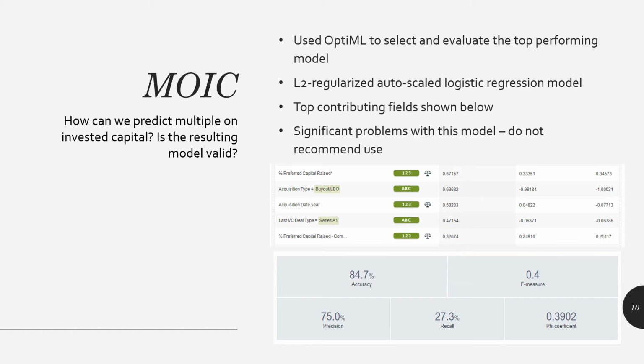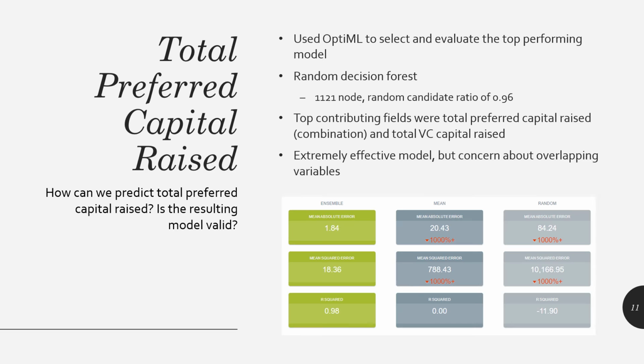The F measure is a reflection of the poor balance between precision and recall as well. MOIC was a very difficult field to predict for, and I don't think that any of the models generated by the OptiML would be usable here. The top model produced by the OptiML function here for total preferred capital raised was a random decision forest model.